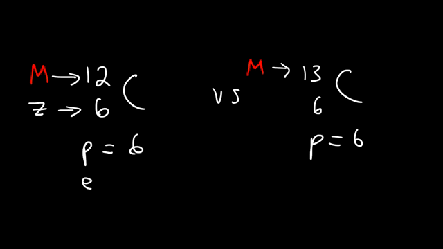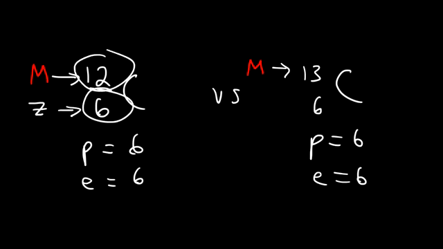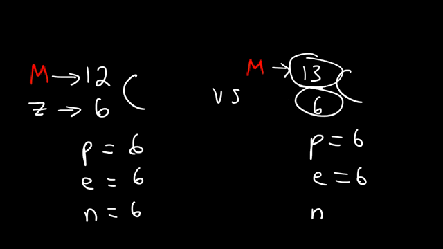The number of electrons will be the same. It's 6 as well. For a neutral atom, the number of protons and electrons are equal to each other. Now, to find the number of neutrons, subtract the atomic number from the mass number. 12 minus 6 is 6. So carbon-12 has 6 neutrons. Carbon-13 has 13 minus 6, or 7 neutrons. So the reason why the mass number is different is because the number of neutrons is different.